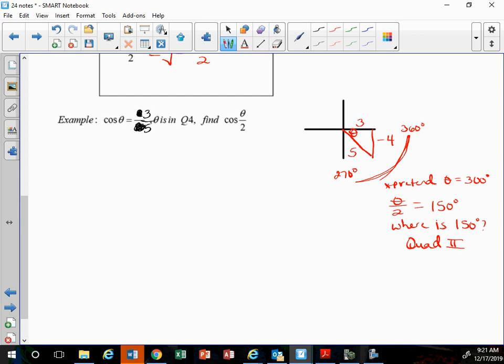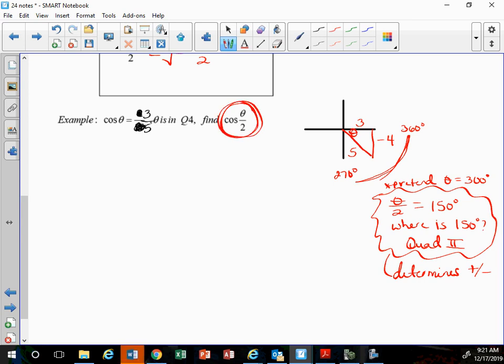This determines the plus or the minus. You were given information about theta. You can use that to figure out where theta over 2 is, because I'm asking you about the cosine of theta over 2. So what do you think? Am I going to pick positive or am I going to pick negative? Negative. Okay. Theta over 2 is in the second quadrant. Cosine in the second quadrant is negative, right? So negative, and then I'll write my formula.